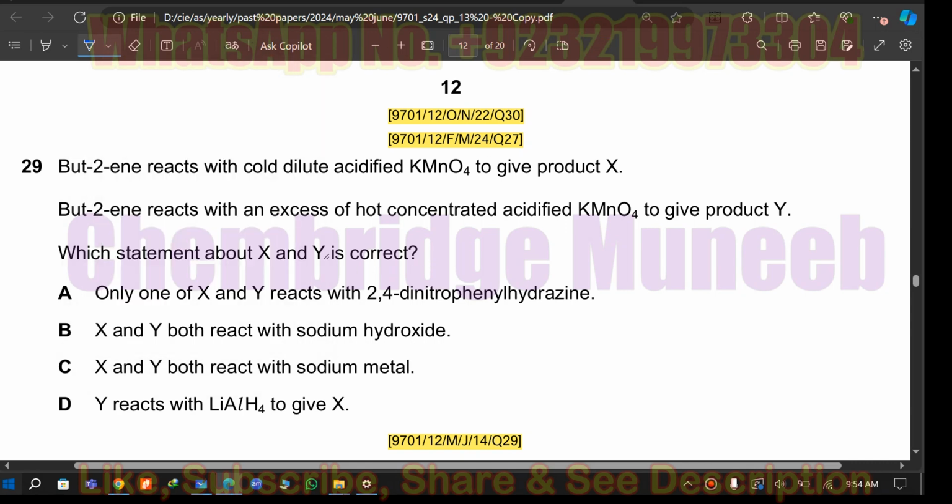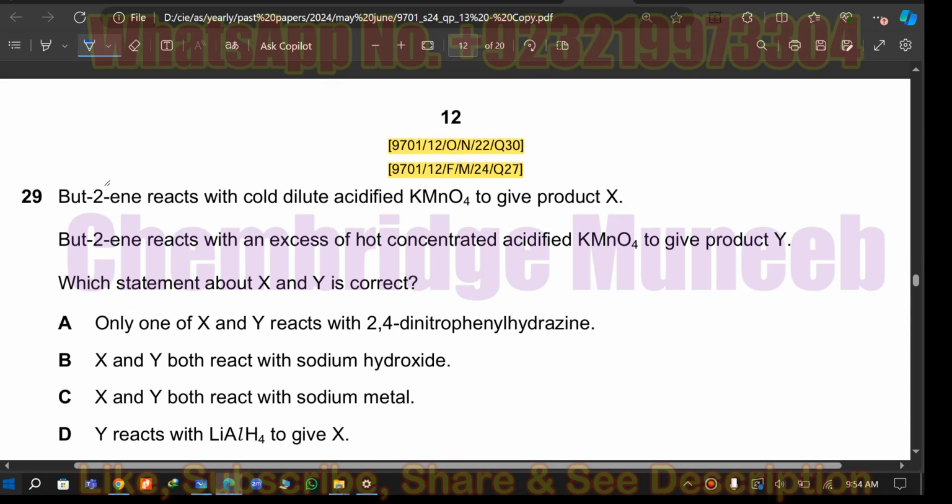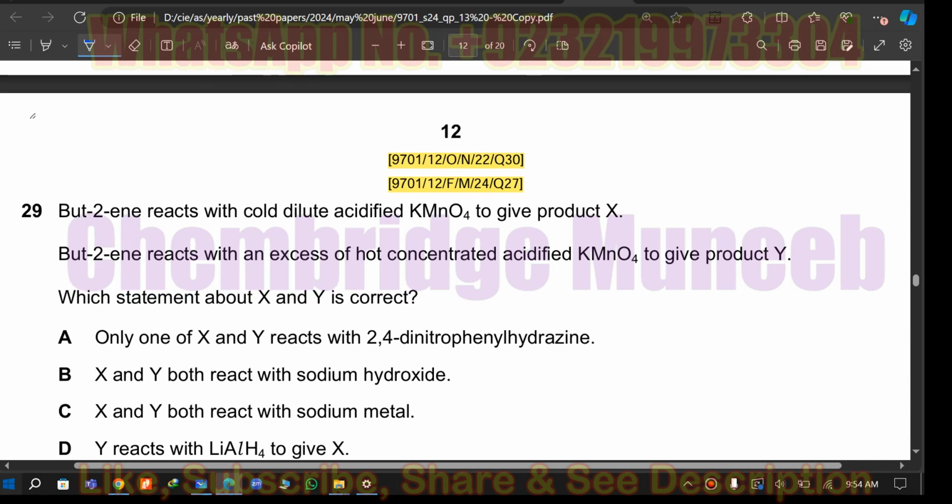In this question, butene-2-ene reacts with cold dilute KMnO4 to give product X, and the same butene when it reacts with hot concentrated KMnO4 gives product Y. We have to check the properties of these X and Y. First of all, let's react the butene with the cold dilute KMnO4. So I'm going to construct the chemical equation here.